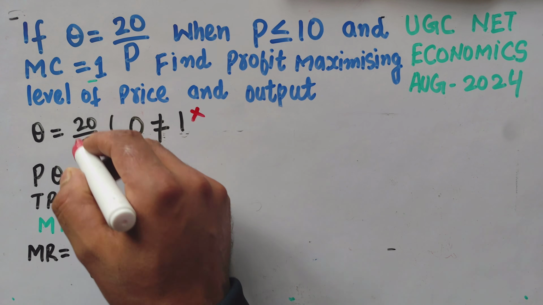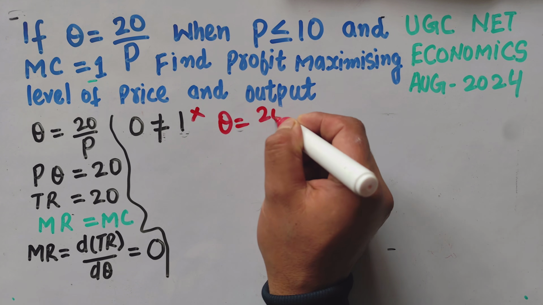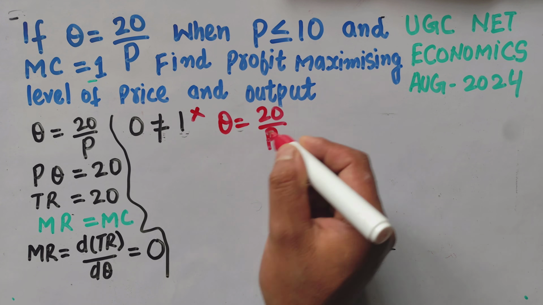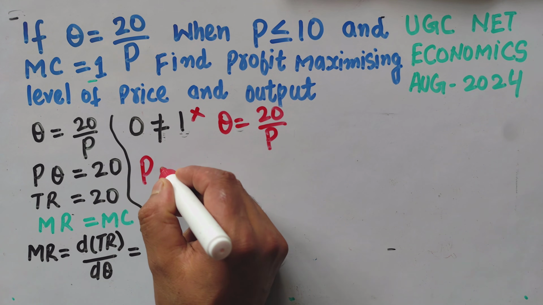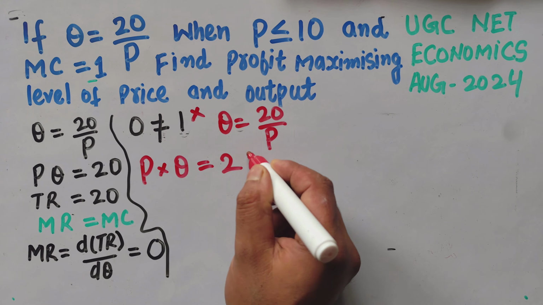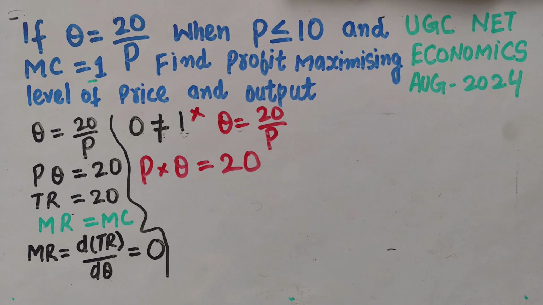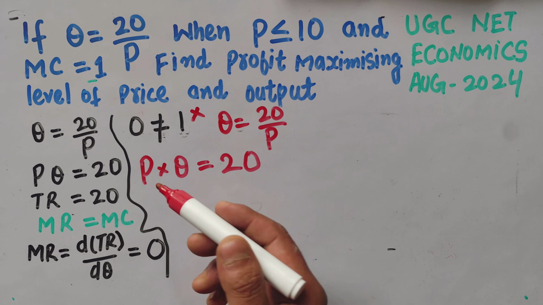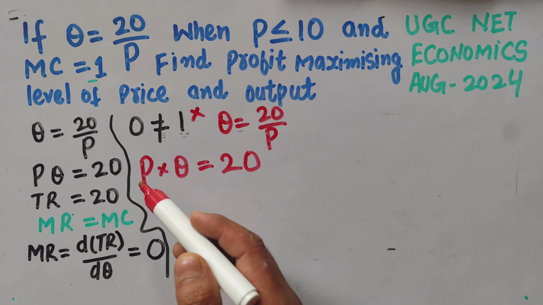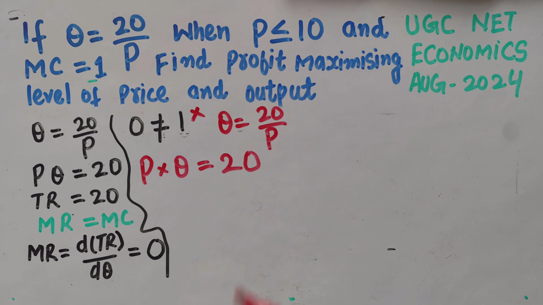So Q is equal to 20 upon P. Rewriting this, that means P into Q is equal to 20. What does this function tell us? P into Q denotes the total revenue. Here we have a constant total revenue function because P into Q is equal to 20. So we have a constant revenue function.